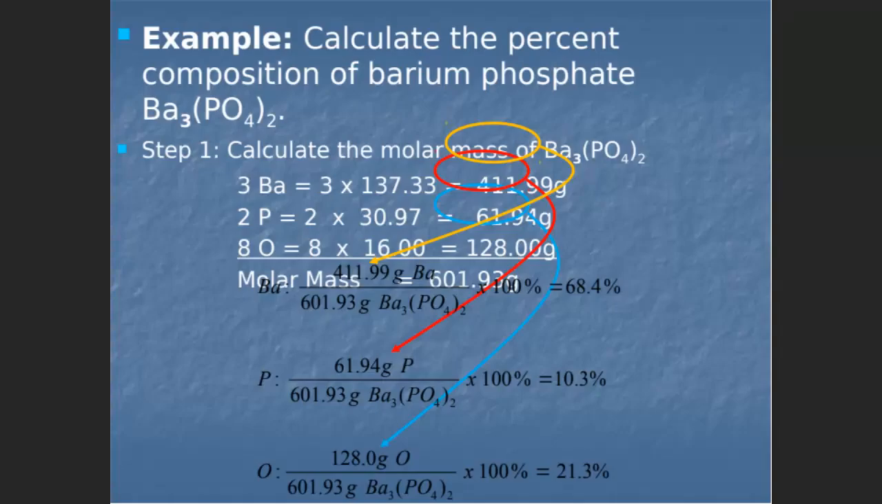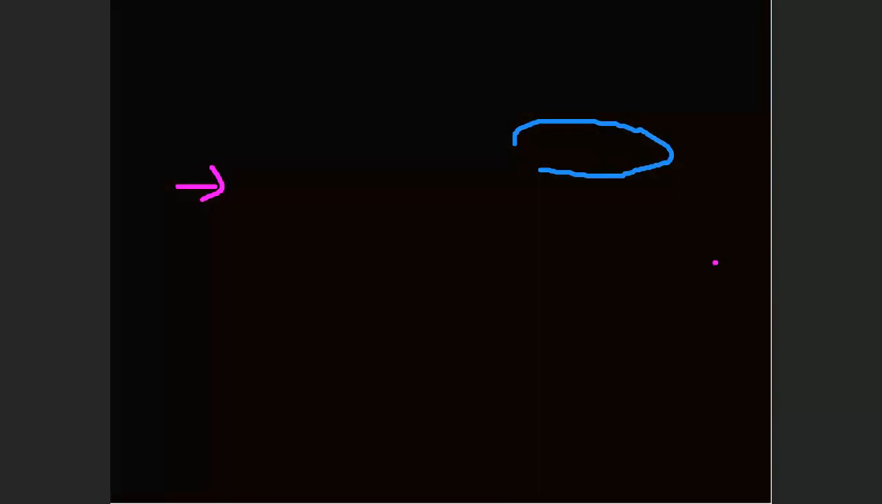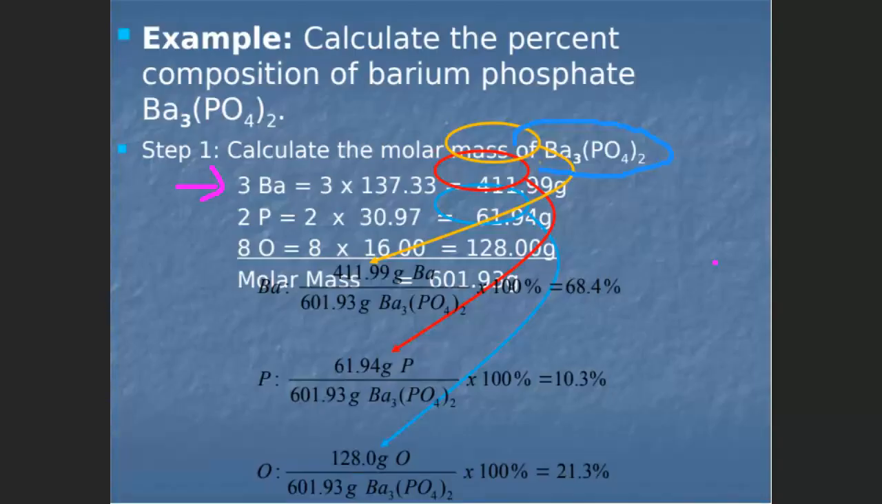Let's see, here we have one big one: Ba3(PO4)2. So first we have 3 barium atoms here. Calculate the mass. Remember, when we have parentheses or brackets, just reminding you, at that time we have to multiply each element inside with the number outside the parenthesis, correct?